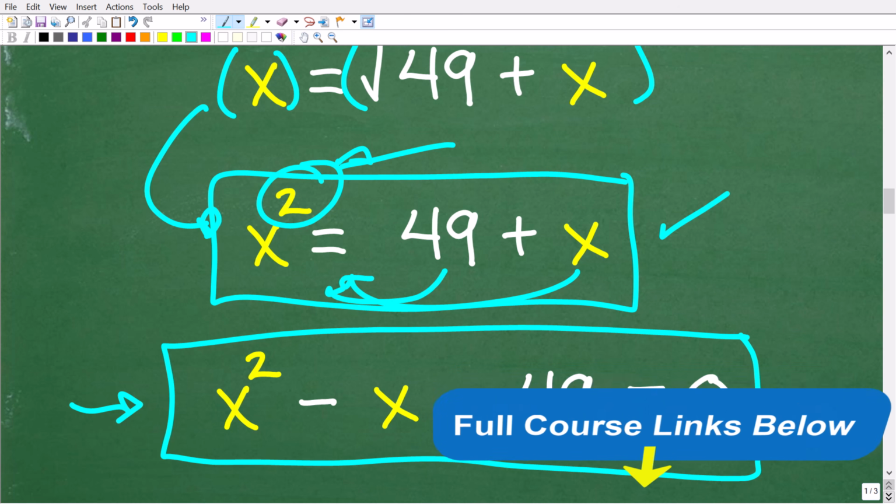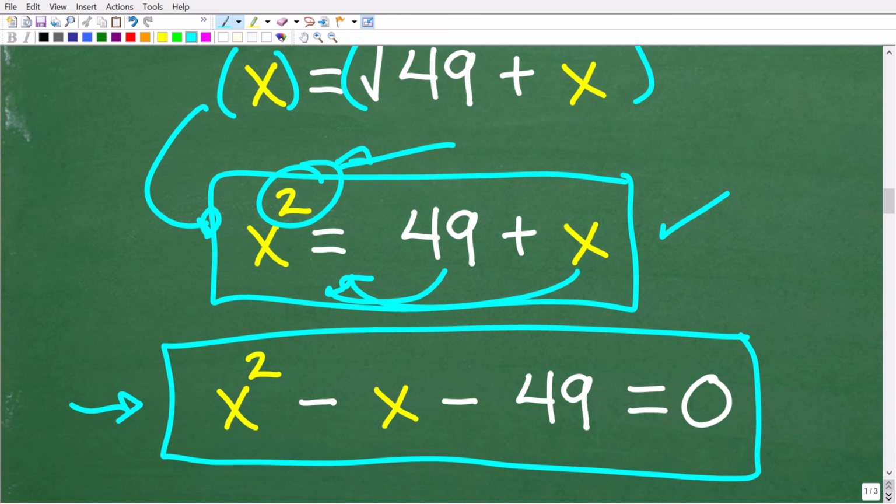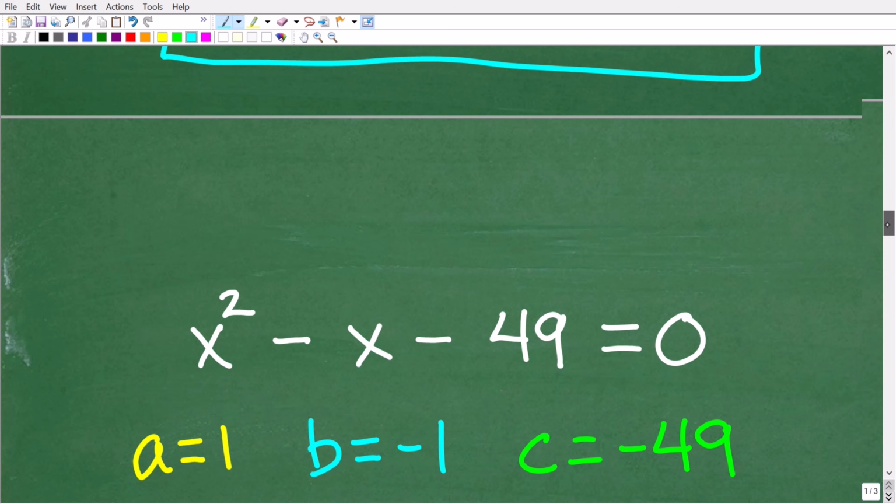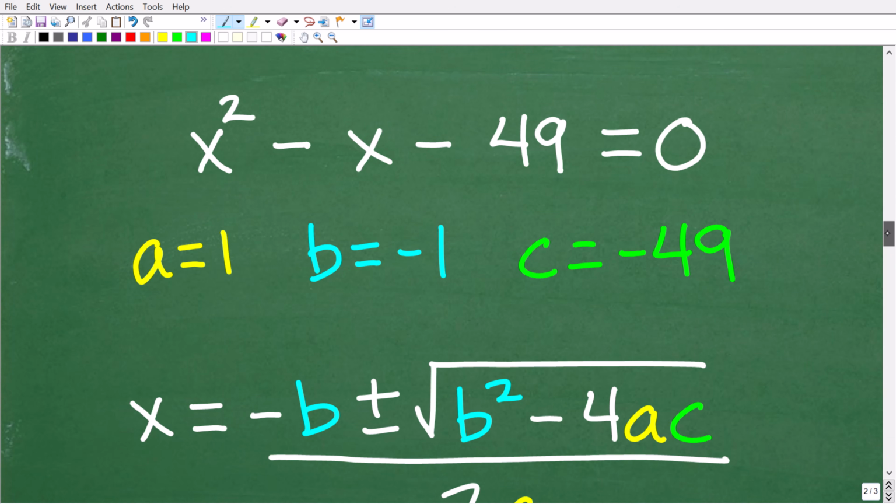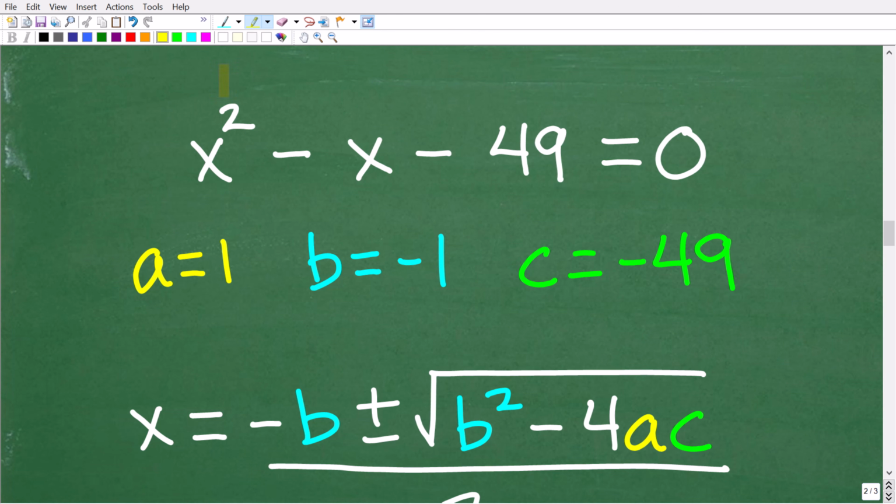All right, now at this point, what you want to try to do when it comes to solving a quadratic trinomial is maybe factor this, but this is not factorable. So we're going to have to use the quadratic formula to solve this equation. So let's do that right now. So the first thing that we need to do is make sure this equation is written in standard form. In other words, from highest to lowest power, and it already is. So we have x squared minus x minus 49.